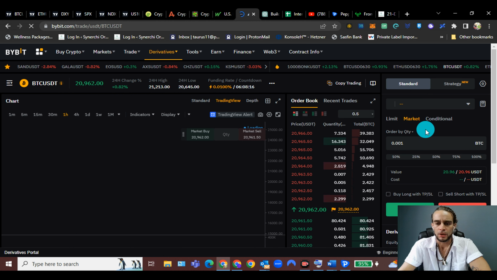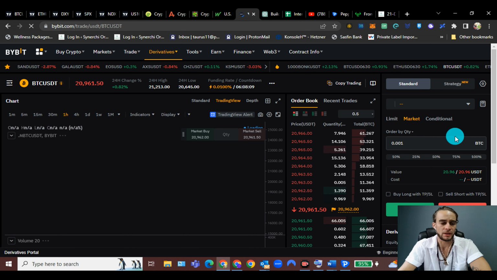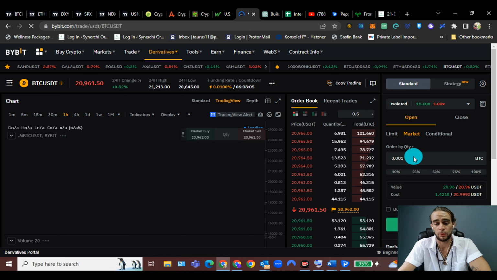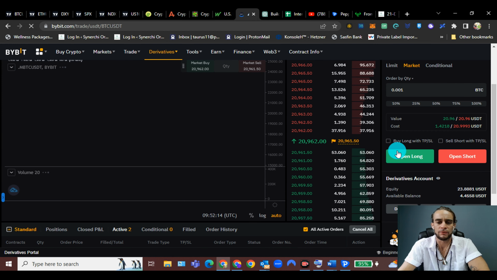So if you wanted to enter a market trade, this would enter you in straight away at the current price of the coin that you're entering into, and that would give you that entry level there, and it would tell you exactly the same, the value and the cost, and you could get in straight away if that's what you wanted to. You would avoid having to wait.